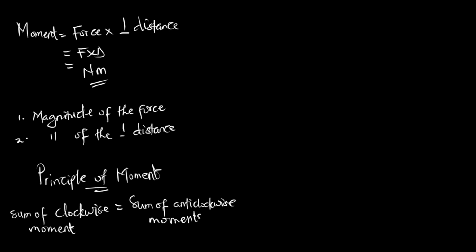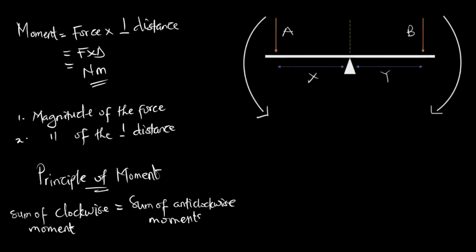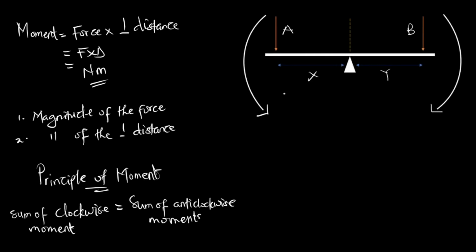Now let's have a look at a diagram to explain the sum of the clockwise moment and the sum of the anti-clockwise moment. If we look at the diagram over here, we can see that we have a force A, and then another force we call B. The distance between force A and the fulcrum or the pivot is the distance X, and the distance between the pivot and the force B is the distance Y.